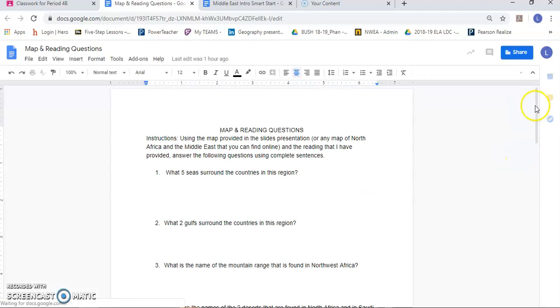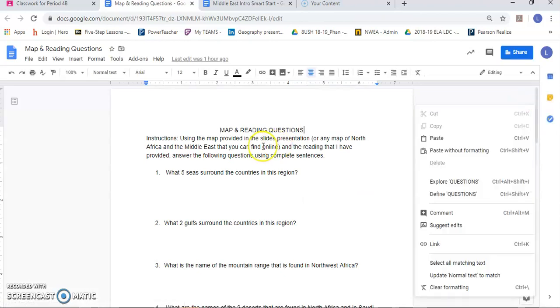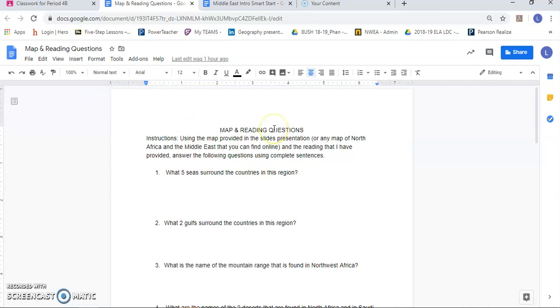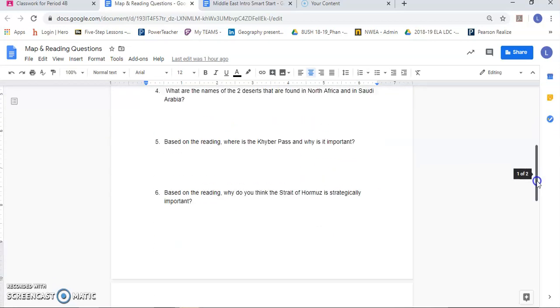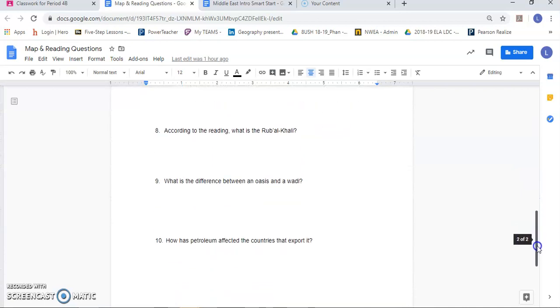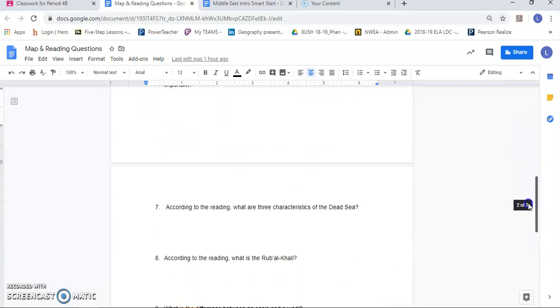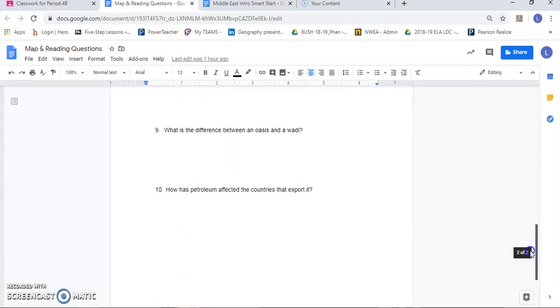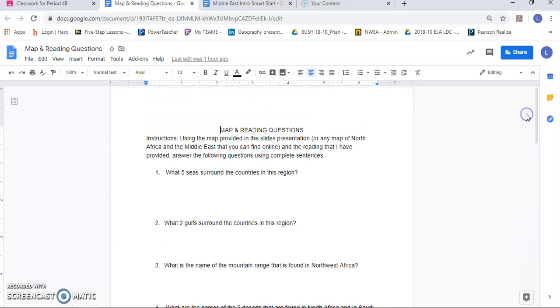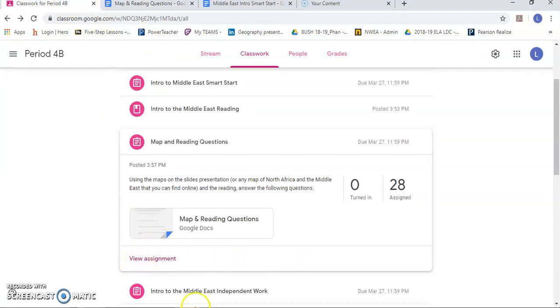All right, so there's just going to be 10 questions using the map in the PowerPoint presentation, in the slide presentation, or any map online. Answer these questions. The map questions will be questions 1 through 4. The reading questions using the reading will be questions 6 through 10. Again, make sure you use specific evidence from the text to answer your questions. That's the next assignment.